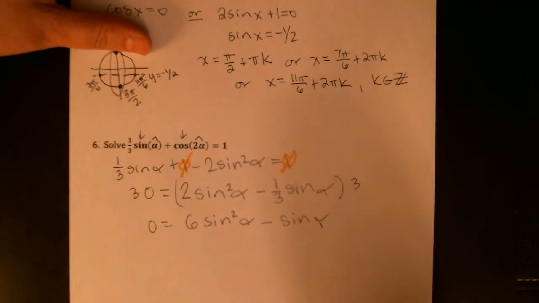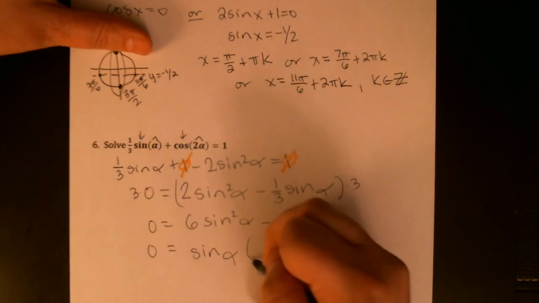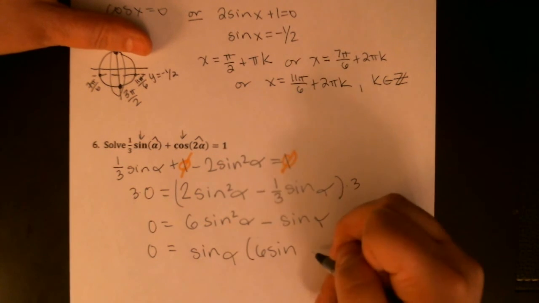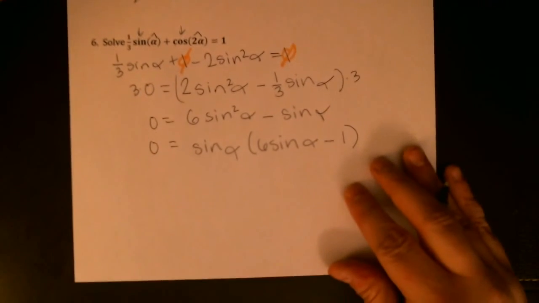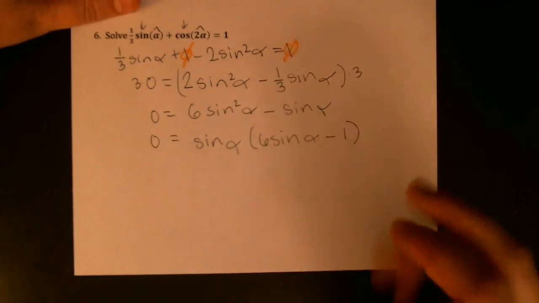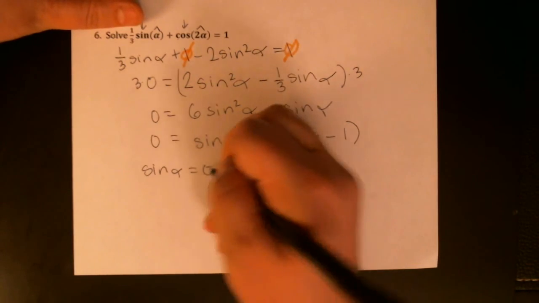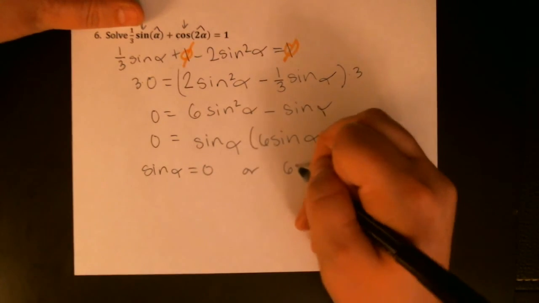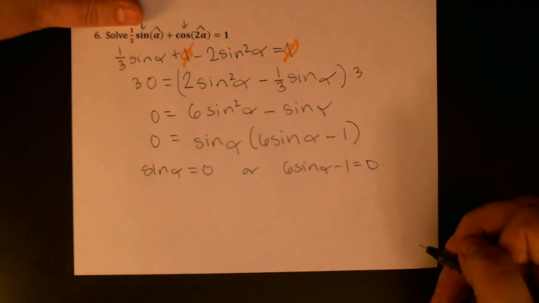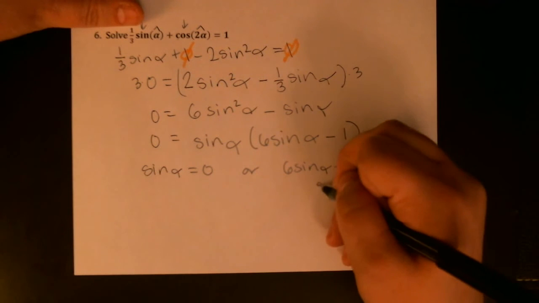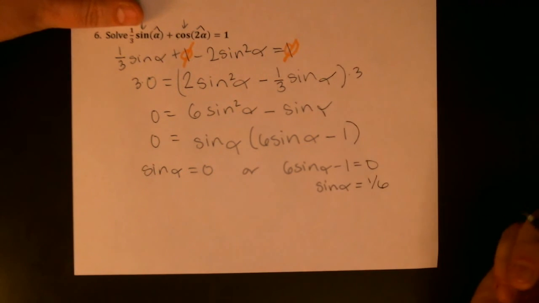Okay, so here I am. I factor out a sine of alpha. I'm left with a 6 sine alpha minus 1. And now I can split it up and say, okay, then either sine alpha is equal to 0 or 6 sine alpha minus 1 is equal to 0. The second is only true if sine alpha is equal to 1/6.